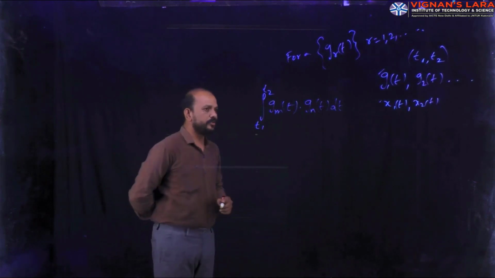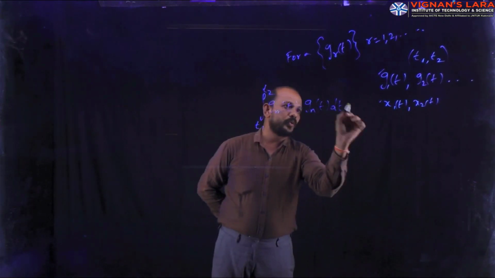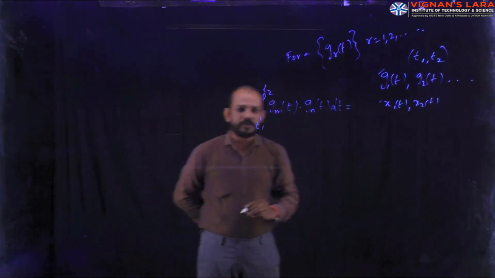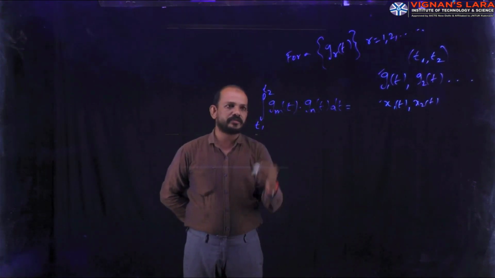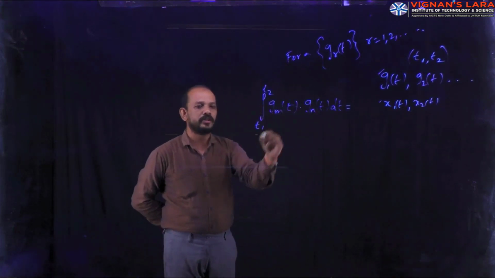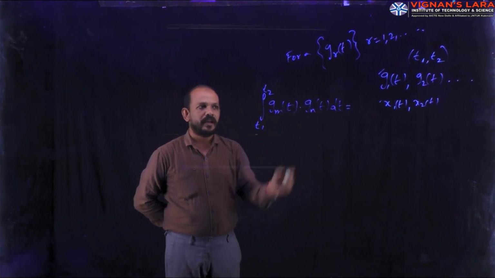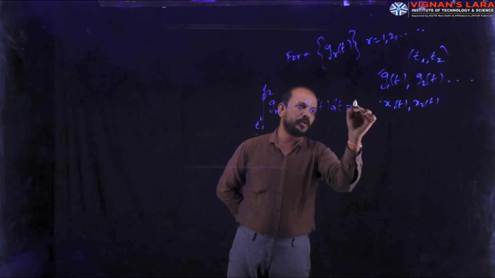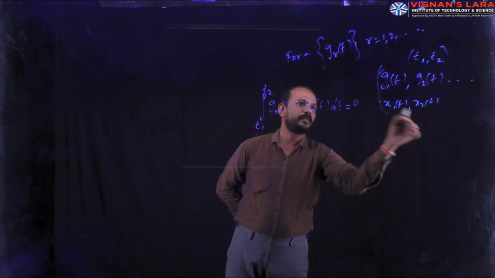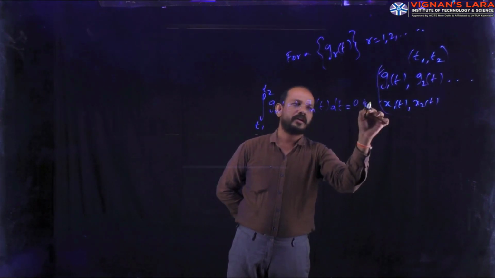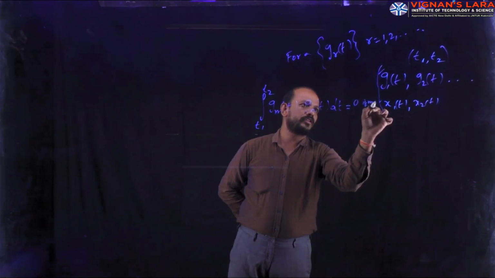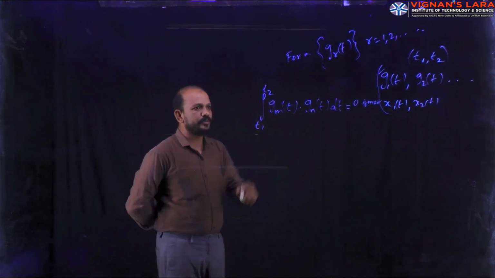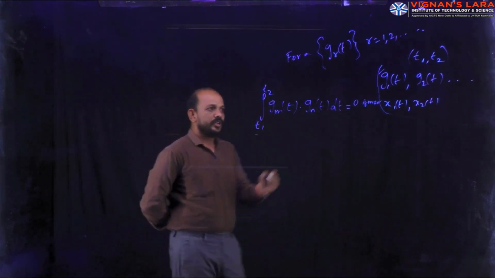Consider gm of t into gn of t dt. If m is not equal to n, say m is 1 and n is 2, that is the integral from t1 to t2 of g1 of t into g2 of t dt. As g1 of t and g2 of t are orthogonal, this must be equal to 0. So if m is not equal to n, the integral from t1 to t2 of gm of t into gn of t is 0.